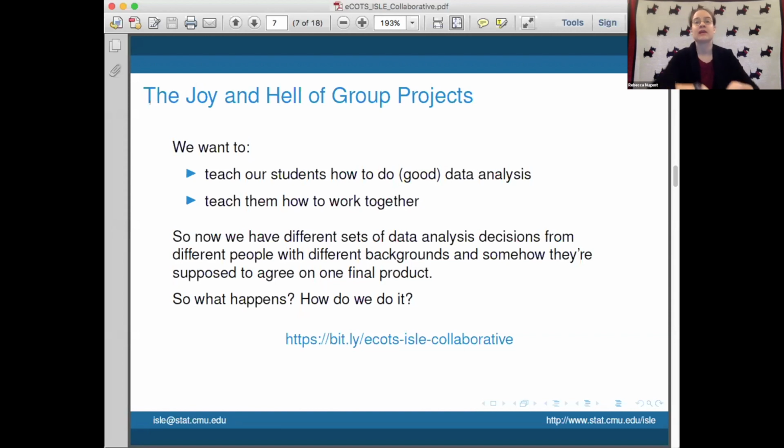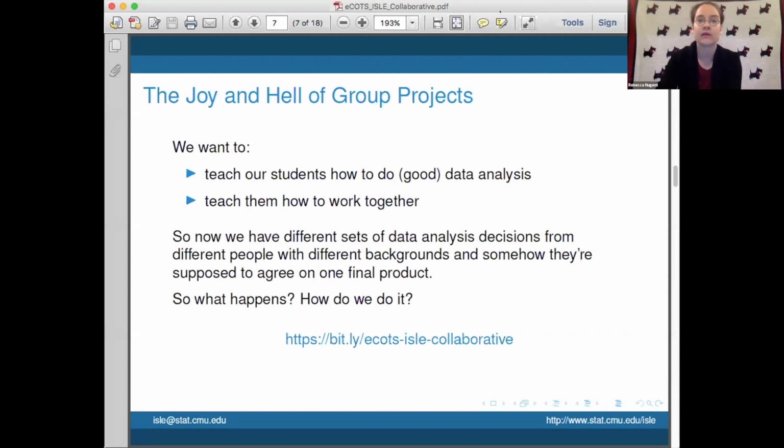And this has just made the problem 700,000 times worse, because now we have different sets of data analysis decisions, and they're coming from different people, and they have different backgrounds and different ideas. And somehow we expect that they're all just going to agree on one final product. So one question is, so what happens? Like, how do we actually do this?